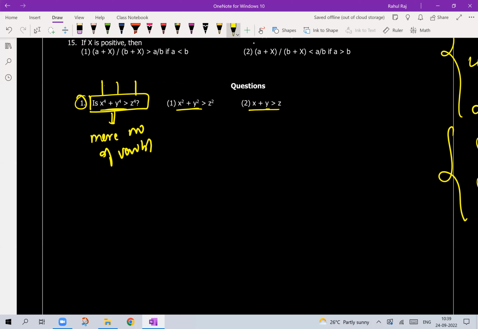The question is straightforward, asking: is x to the power 4 plus y to the power 4 greater than z to the power 4? Option number 1 says x square plus y square greater than z square. Option number 2 says x plus y greater than z.